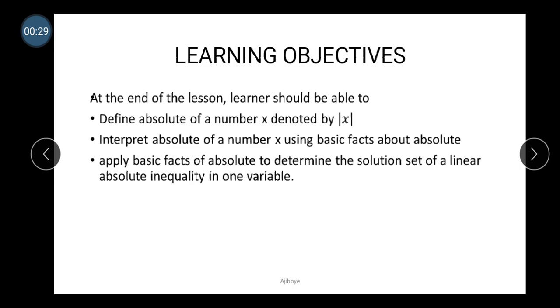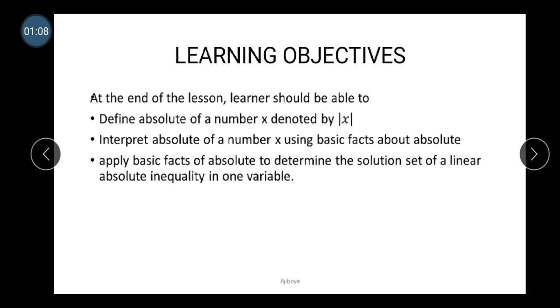Our learning objectives. At the end of the lesson, learners should be able to define absolute of a number x, denoted by absolute x. That symbol, the double slash with x in between, is what we refer to as absolute. Learners should also be able to interpret absolute of a number x using basic facts about absolute, and therefore apply the basic facts of the absolute to determine the solution set of linear absolute inequality in one variable.